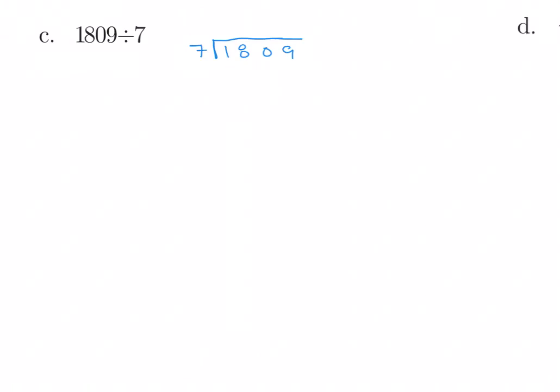7 goes into 18 2 times. 2 times 7 is 14. Subtract, we get 4. We bring down our 0. 7 goes into 40 5 times. 5 times 7 is 35. Subtract, we get 5.